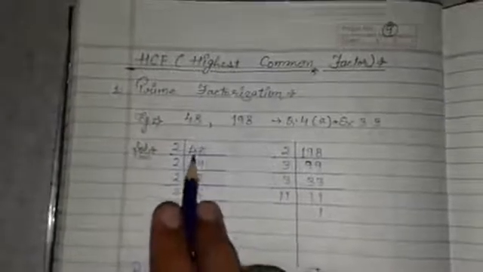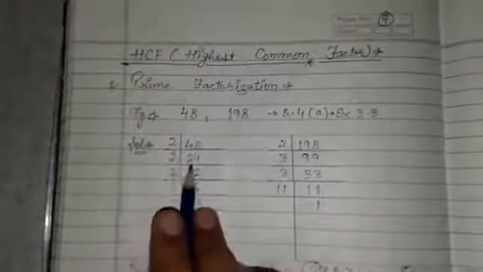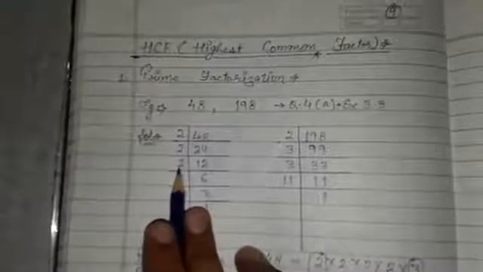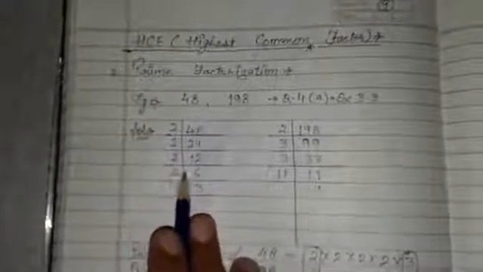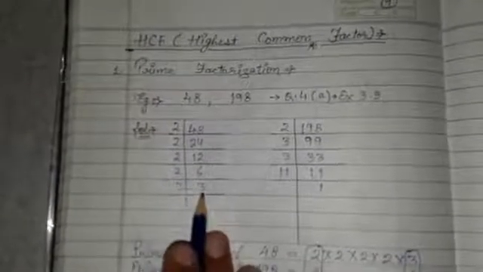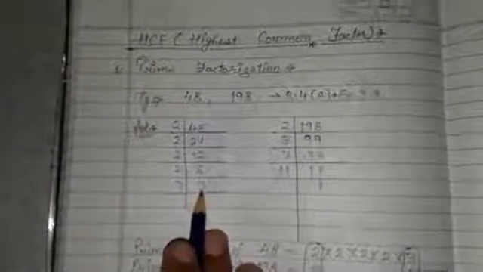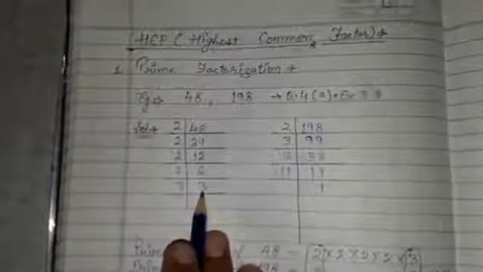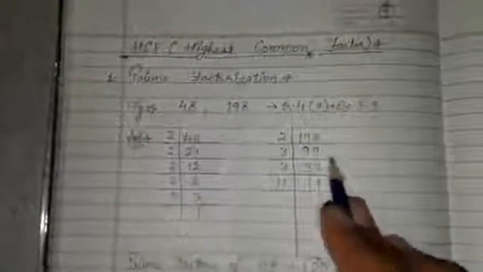So here it is, 48 is divided by 2 and 24 is the quotient, but no remainder is there. Again 24 is divisible by 2, 12, no remainder, completely divided. 12 is divided by 2, 6 is there, 6 is divided by 2, 3 is there, but now 3 is not divisible by 2, so the next prime number is 3. 3 is divisible by 3, 1 is there.